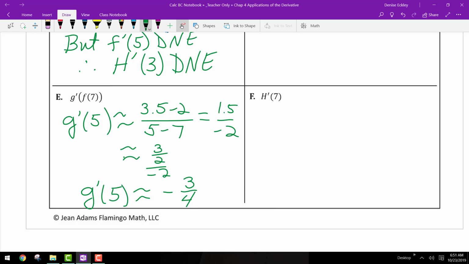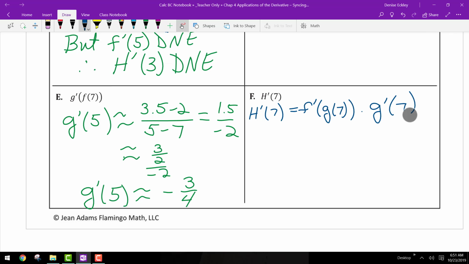Okay, and then finally the last one. So we're doing h prime of 7. So that's going to be a composite function. So let's write out what the derivative would look like using our chain rule. So h prime of 7 is going to be f prime of g of 7 times g prime of 7. And so we're going to have to find both of those on our graph.